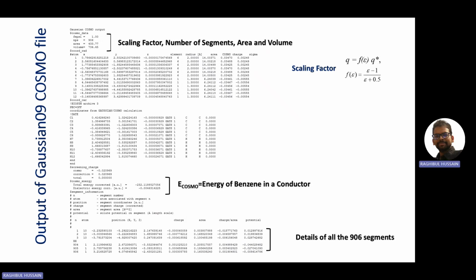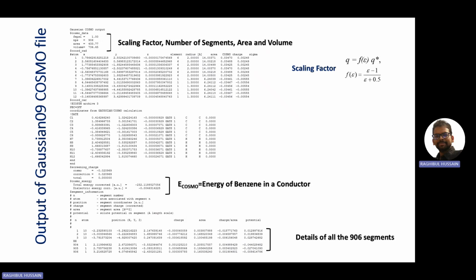These are atom numbers 1 to 12. The XYZ coordinates are there, and the atomic element number is there. The radius is there, and the total area of each atom. The total area for each type of atom will remain the same, 14, 14, 14. And what is the charge on each atom? The COSMO charge. This is a carbon atom of benzene, it has a charge of this much, and the corresponding area is this much.